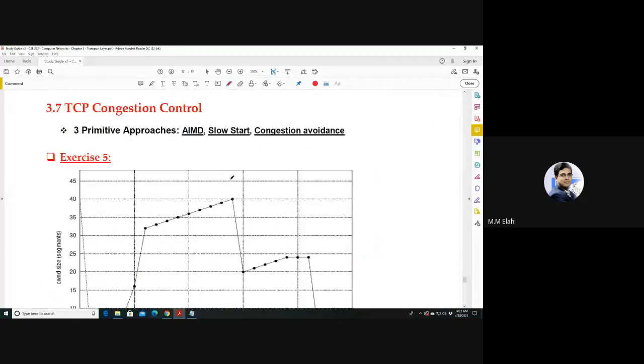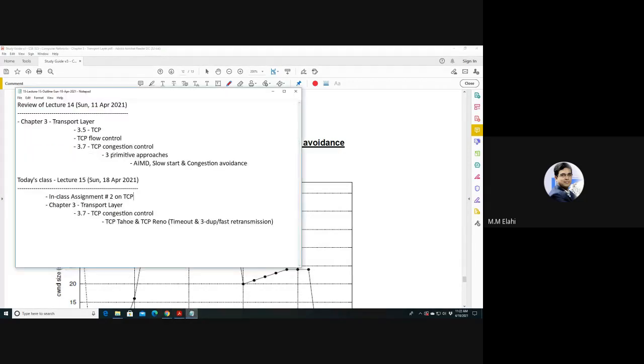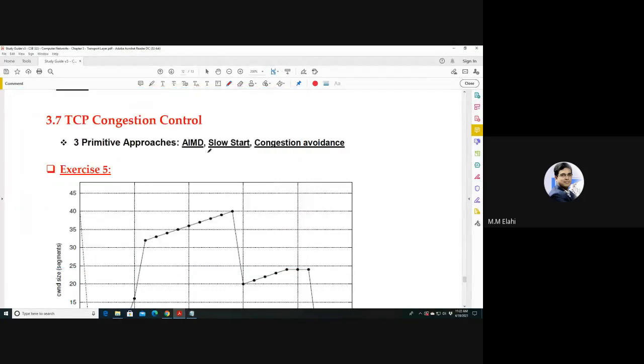in-class assignment. So in the last class, we have covered 3 primitive approaches of TCP congestion control, right? Now, what about AIMD? There was AIMD, slow start, and then congestion avoidance. We have covered these 3. Just a review: AI means additive increase, MD means multiplicative decrease.